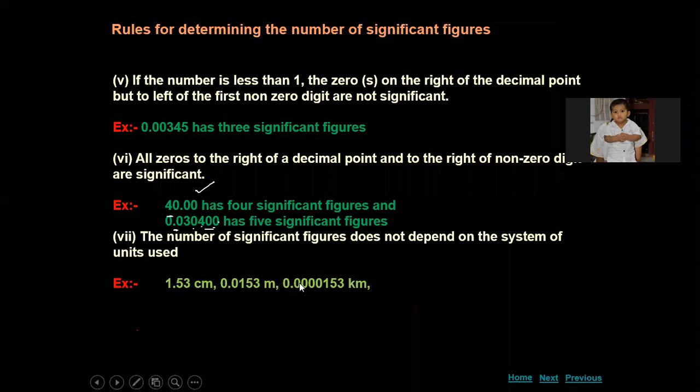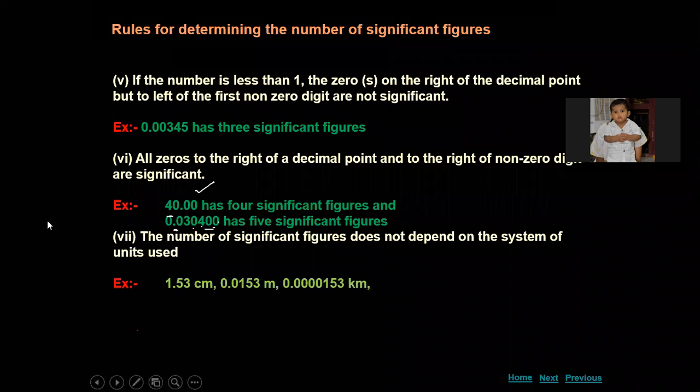0.0000153. So these 4 zeros are there after the decimal and before the non-zero digits. These 4 are non-significant and only these 3 are significant. Again, the significant figures are 153, these 3 only. Now, for the same value, if we change units, its significant figures should not change. That's the reason this is valid.